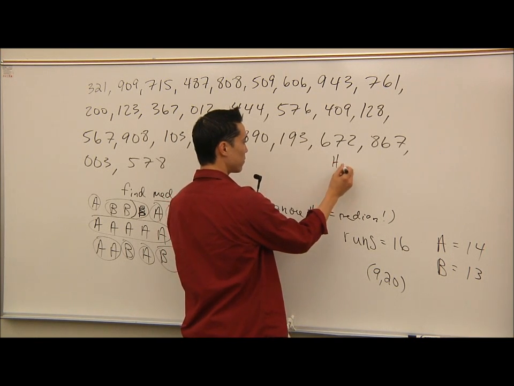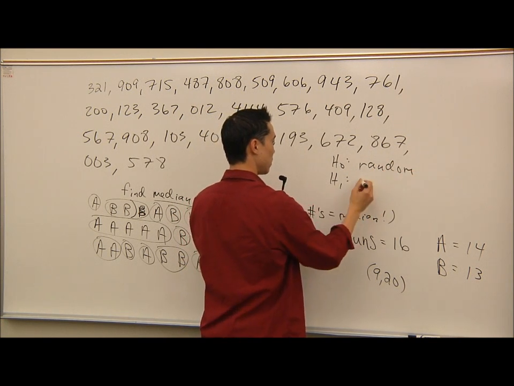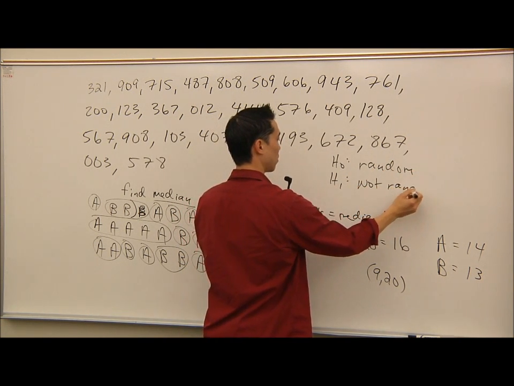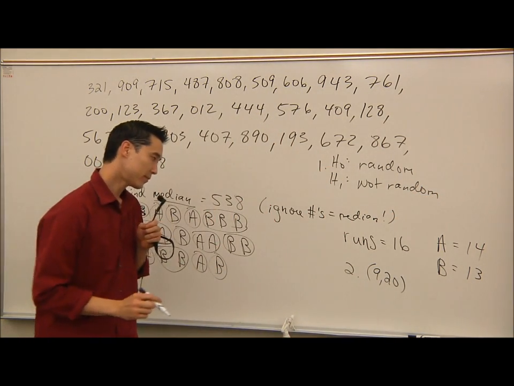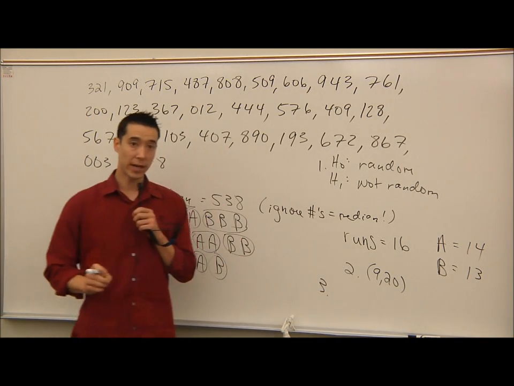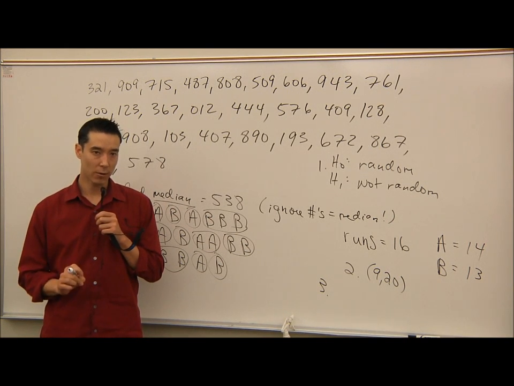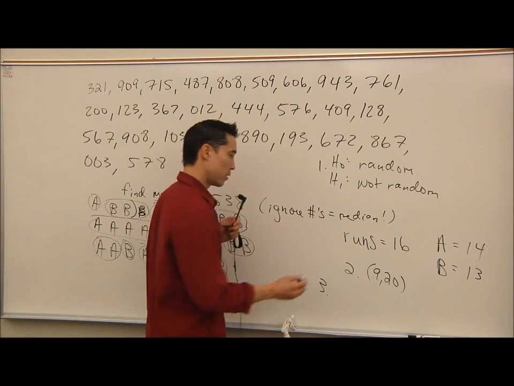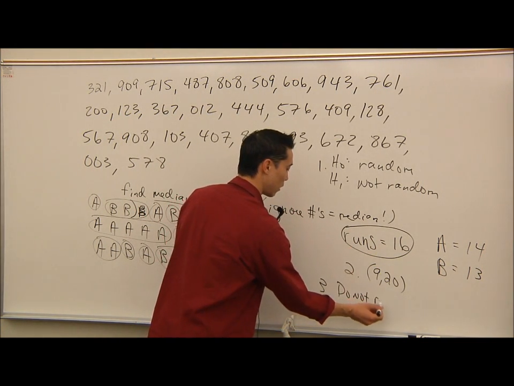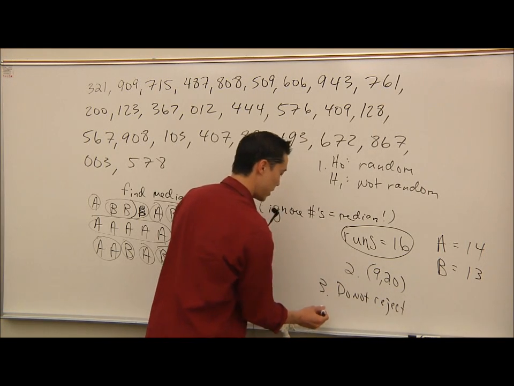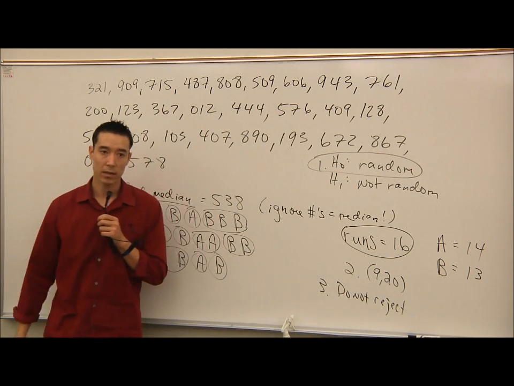Well, let me put in the H0 and H1 real fast. Don't want to skip that. So random, not random. Critical values, 9 and 20. All right, what do I do? I reject if it's smaller than or equal to 9 or bigger than or equal to 20. Is my runs smaller than or equal to 9 or bigger than or equal to 20? Yes or no? No, it's in between, right? So do not reject. And that means, looks like these state lottery winning numbers are random.